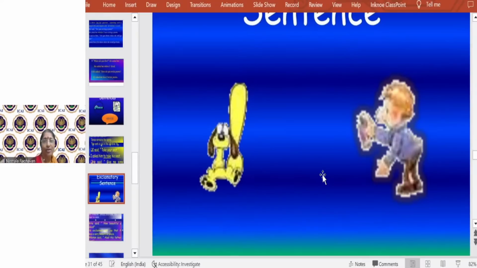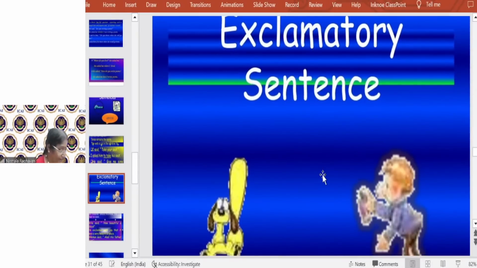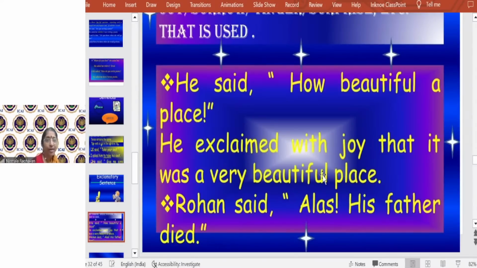Now, exclamatory sentence. Now let's look at how this is going to change. He said, "How beautiful a place!" He exclaimed with joy that it was a very beautiful place. So, exclaimed with joy, because that's why I repeatedly say, feel the meaning of the sentence. That will help you change into reported speech perfectly. You won't make a mistake.